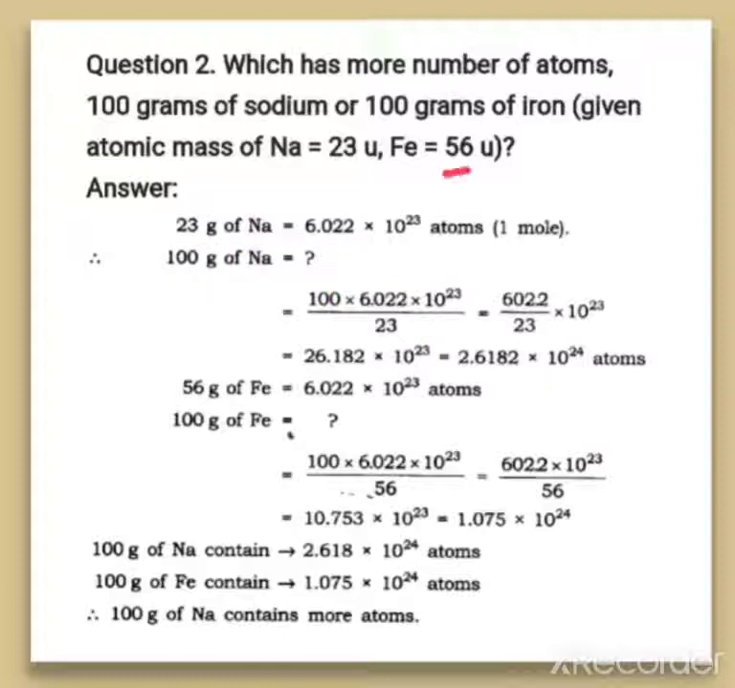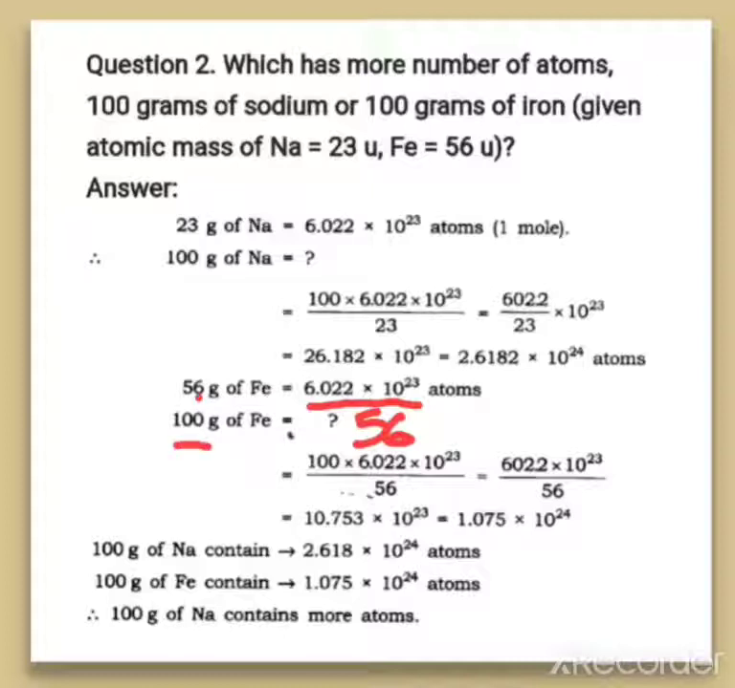Atomic mass is given as 56 U. So what will be the gram atomic mass? That is 56 gram. So 56 gram of iron has this many atoms, because 1 mole of Fe has a mass of 56 gram and 6.022 into 10 raised to power 23 particles. So how many particles will 1 gram have? This divided by 56. That will be the number of particles in 1 gram of Fe.